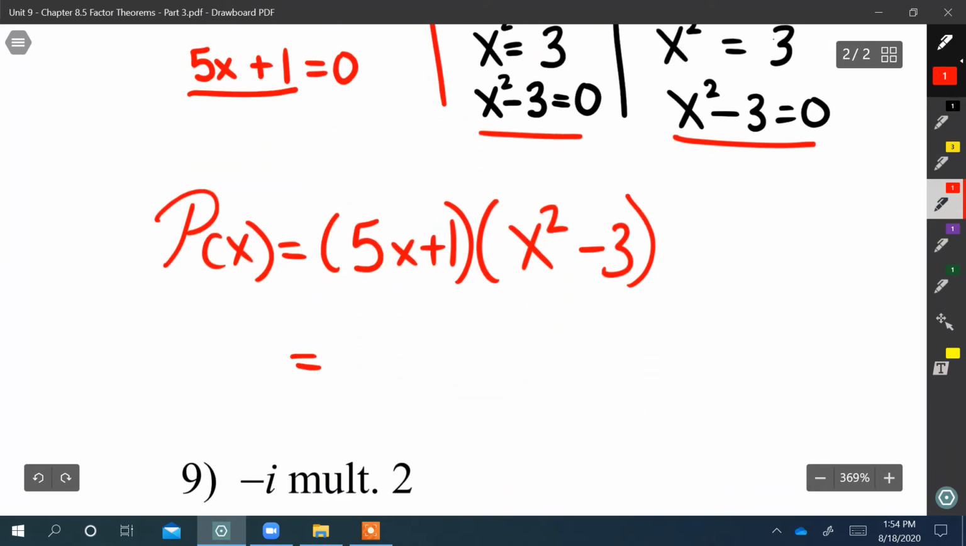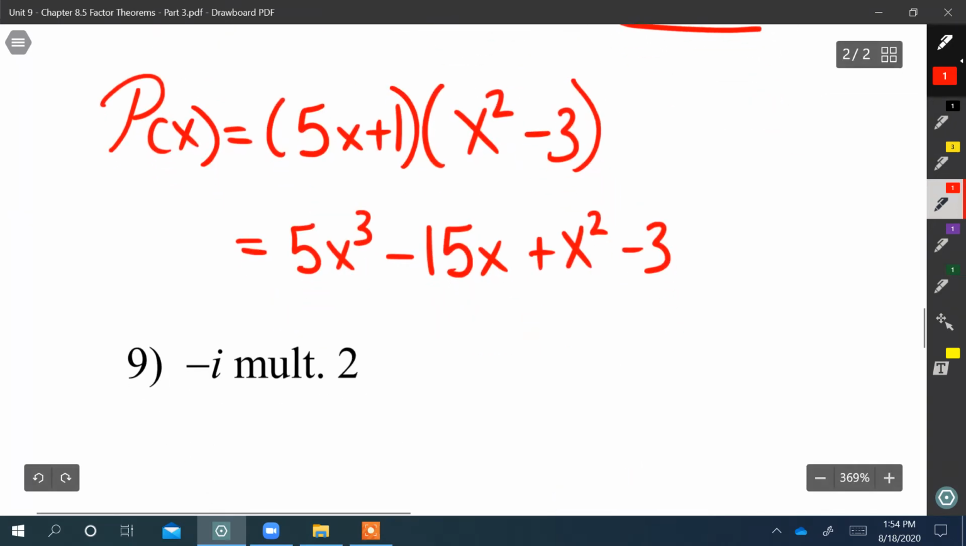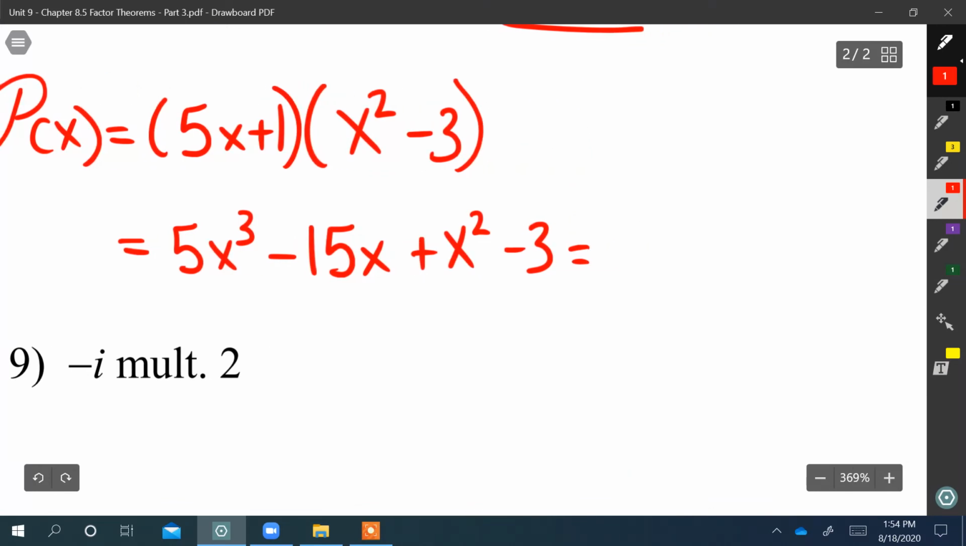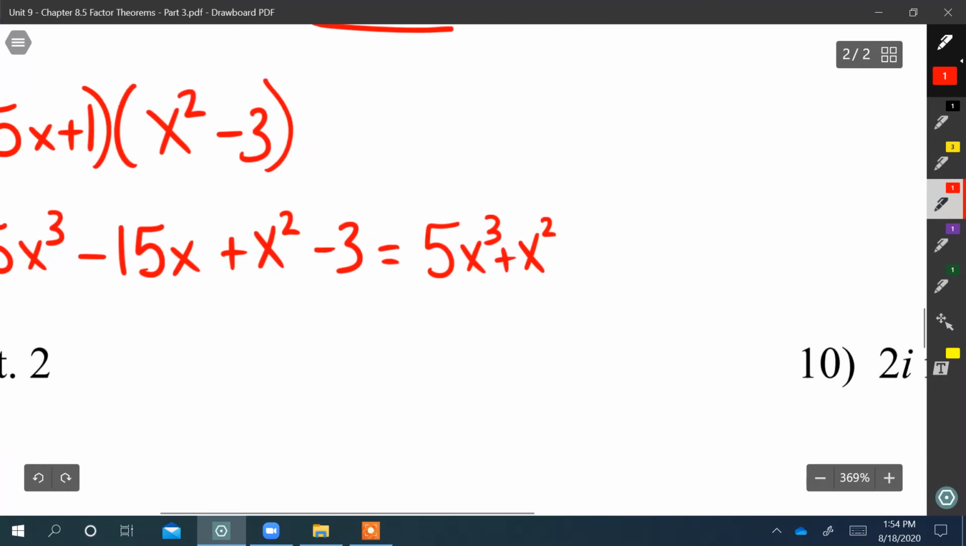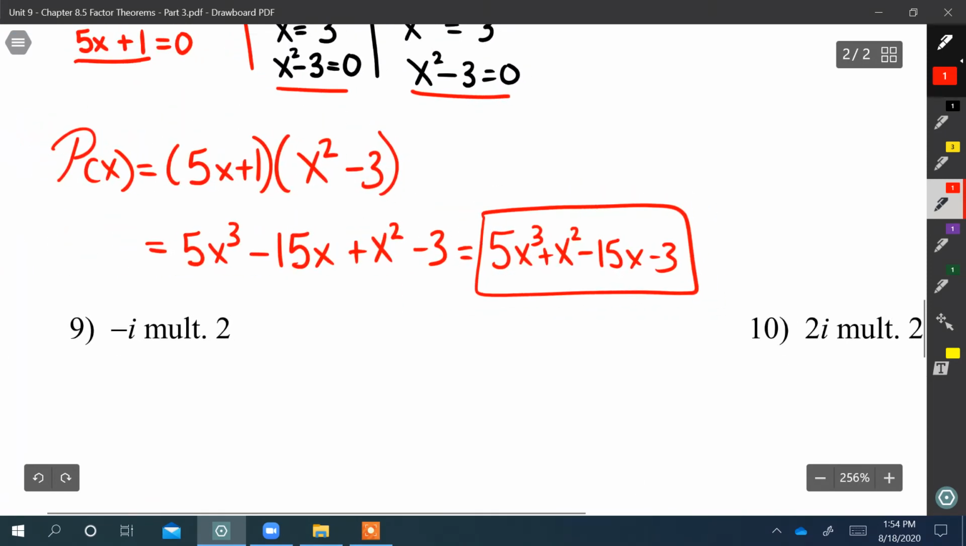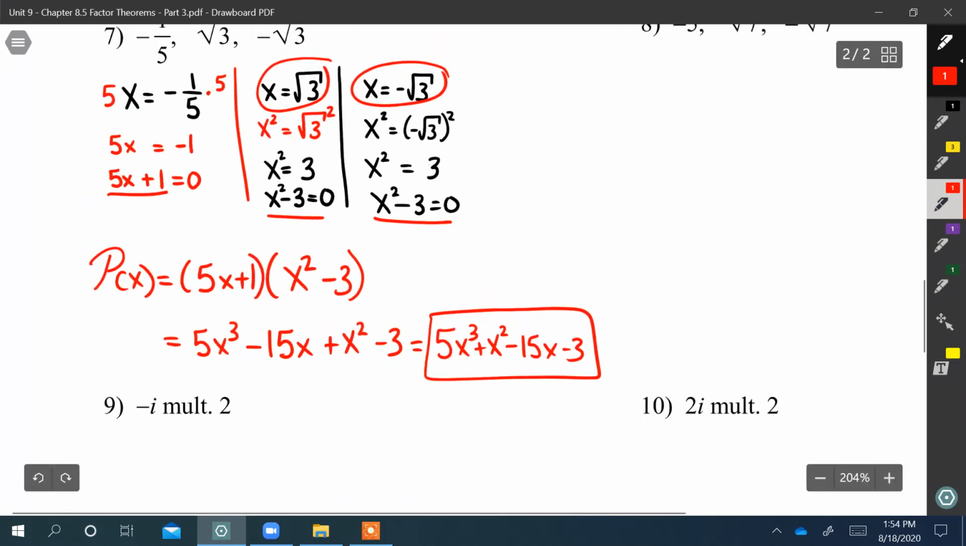This one is not too hard to multiply down, so I'm just going to do it. So we have 5x times x squared is going to be 5x to the third minus 15x plus x squared. I'm just using the FOIL method to multiply everything out. Let's organize it in a way that makes more sense. It's 5x to the third plus x squared. I always like to put the powers in order. Okay, and there it is, guys. That'll be the solution for number 7.